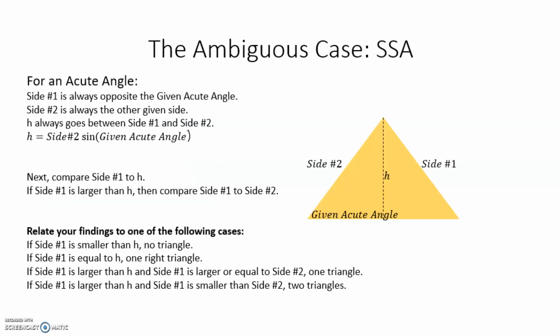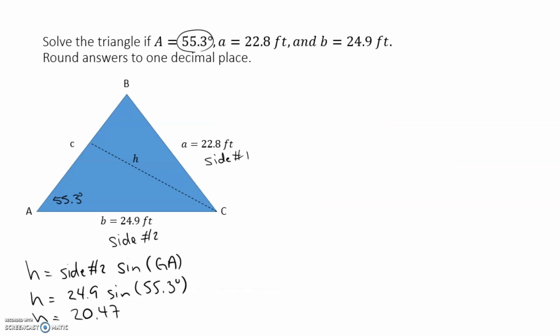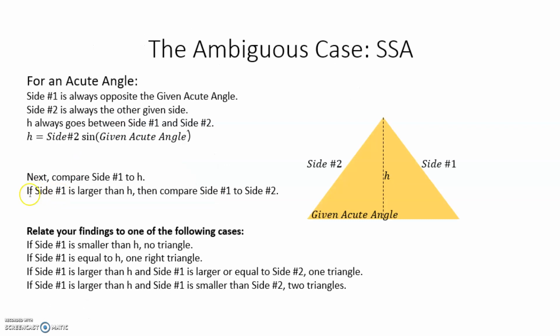Okay, then it says, next compare side 1 to side H. So if we got side number 1 and H, side 1 is 22.8 and H is 20.47. Okay, so this time side 1 is bigger than side H. If side 1 is larger than H, then compare side 1 to side 2.